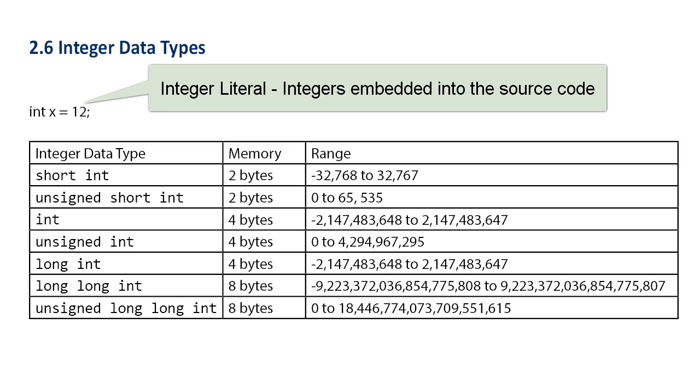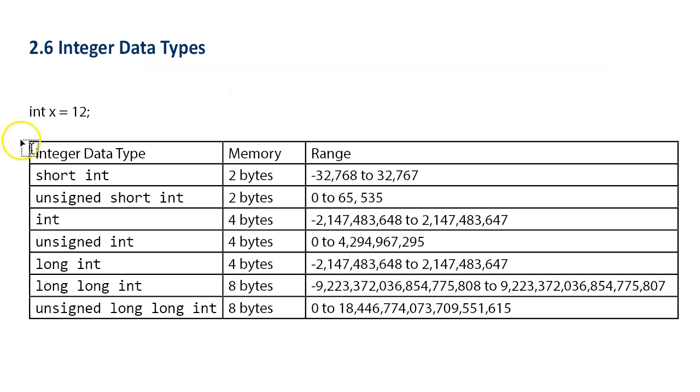Here we see an example, and we've seen this before as well, of an integer variable being declared. It's called x, and it's of data type int, and here we're going to store the value 12 to it. 12 is an integer literal, and x is of the data type int. There are other integer data types than int.